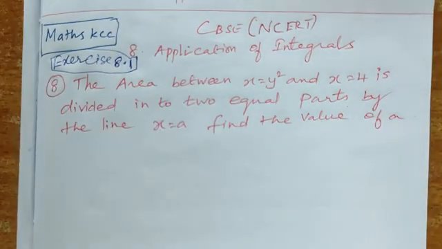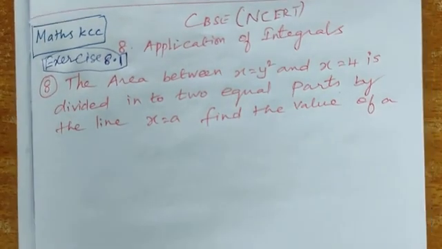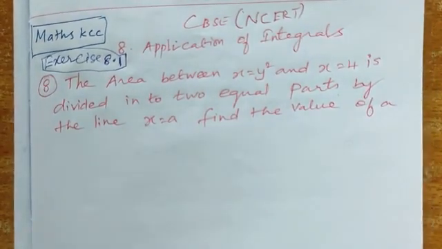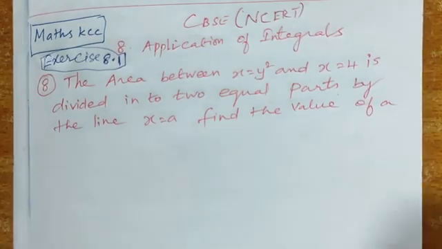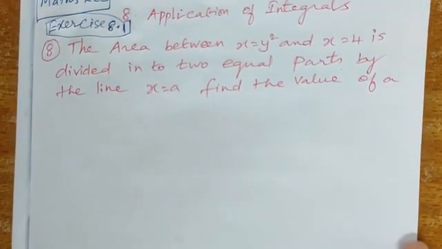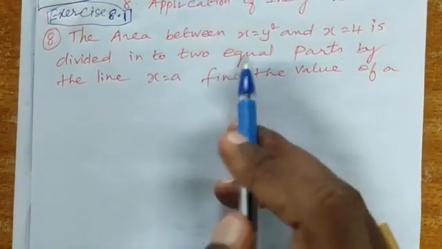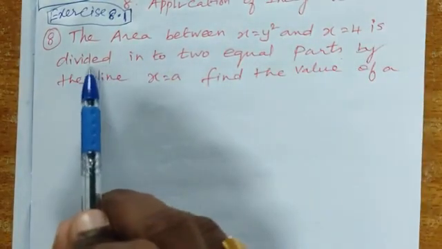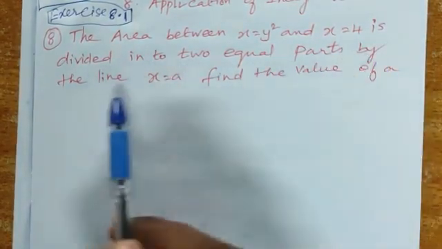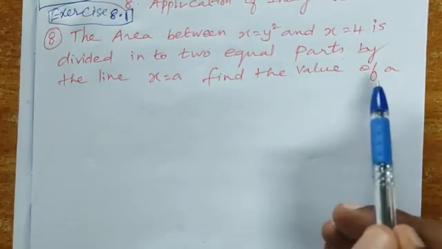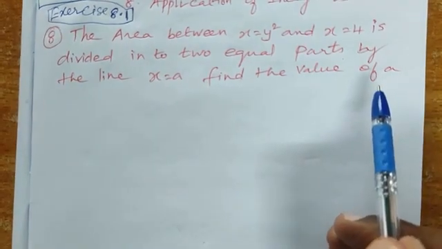Today we have to discuss some problems in area in Unit 8, application of integration, in the CBSE NCERT syllabus. So first question: the area between x equals y square and x equals 4 is divided into two equal parts by the line x equals a. Find the value of a.